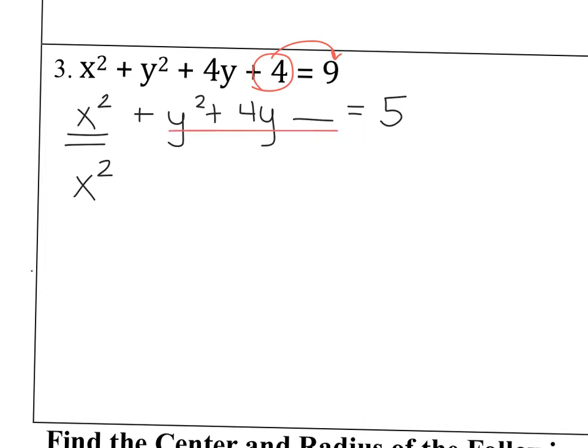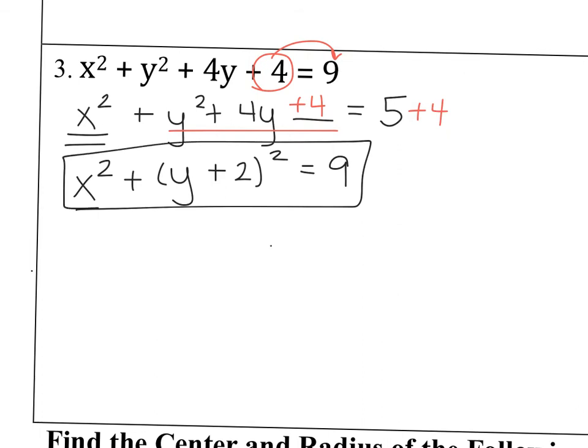Half of 4 is 2. 2 squared is 4. And then add 4 to the other side. So now I'm going to factor. That's going to be y plus 2 squared equals 9. Notice I'm done. So what would my center be? 0, negative 2, and my radius would be 3.